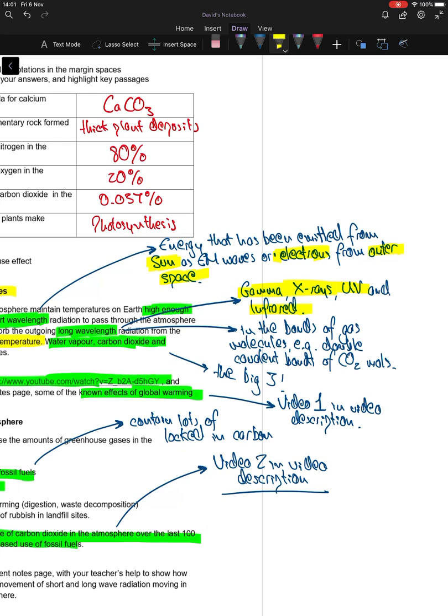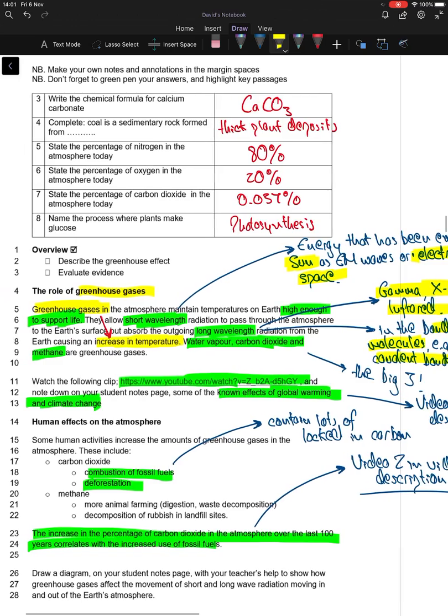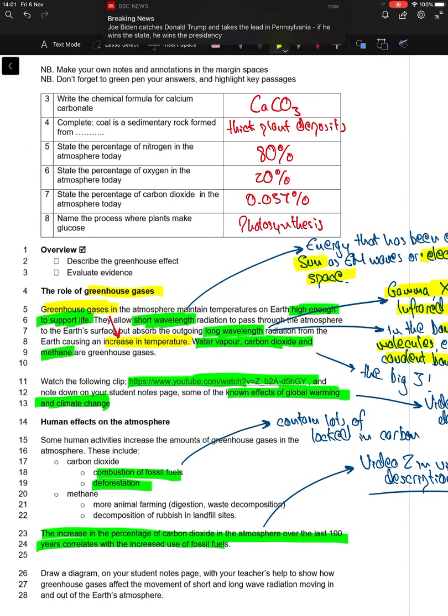Now, where does it absorb these? It absorbs these types of radiation in the bonds of gas molecules. So for example, the double covalent bonds of carbon dioxide molecules absorb energy that reflects off the Earth's surface, and it's that which causes this increase in temperature that we all associate with greenhouse gases and global warming, as we'll go on to. Now, 3 common examples that you need to know of greenhouse gases: water vapour, carbon dioxide and methane. They are ones to learn.